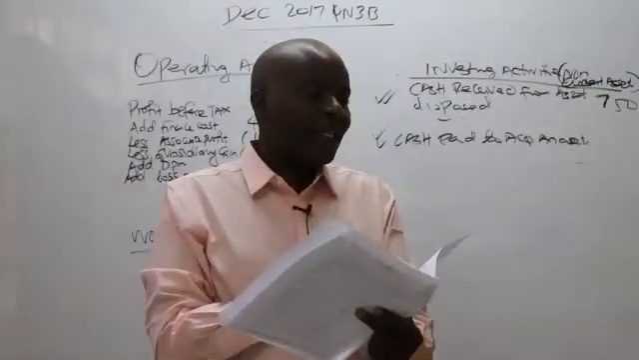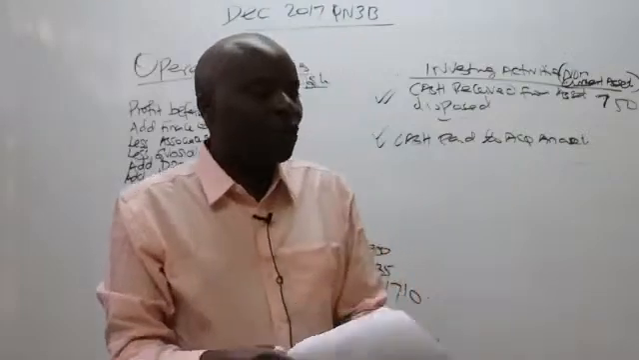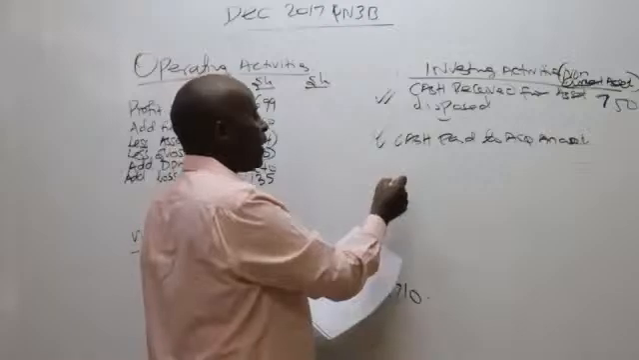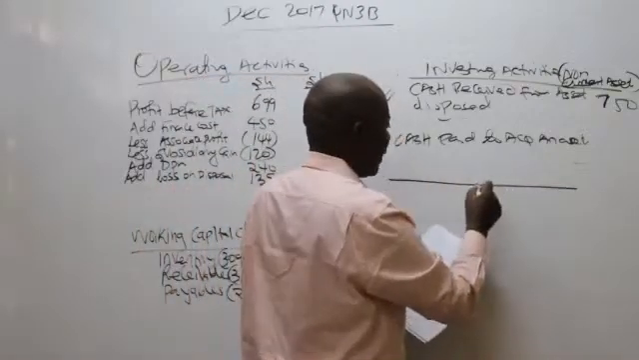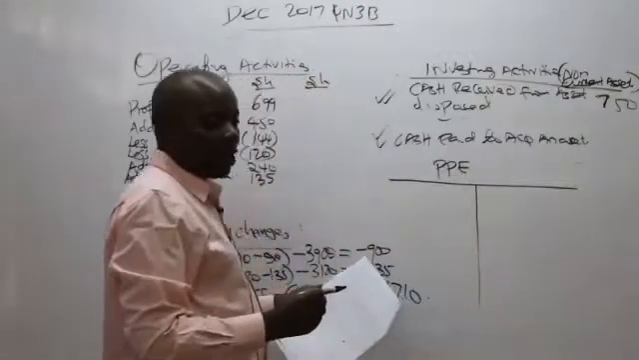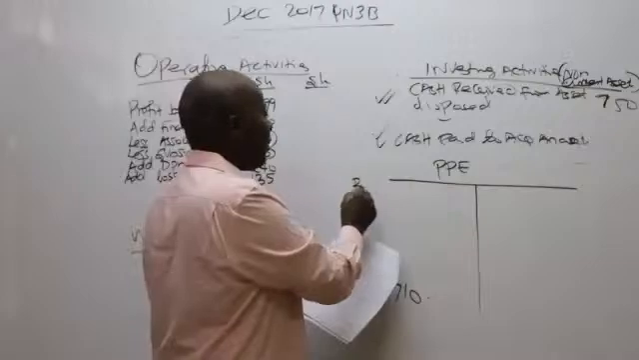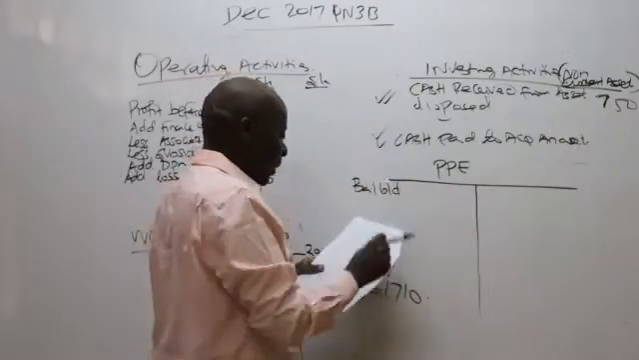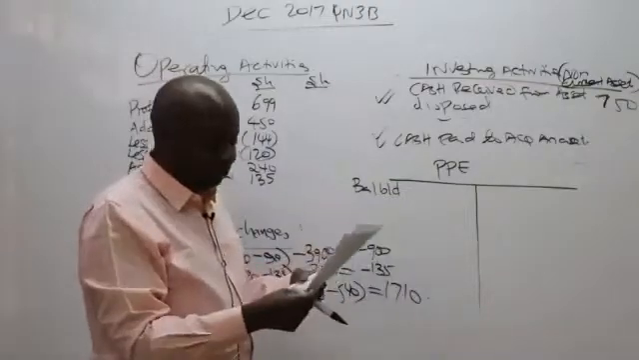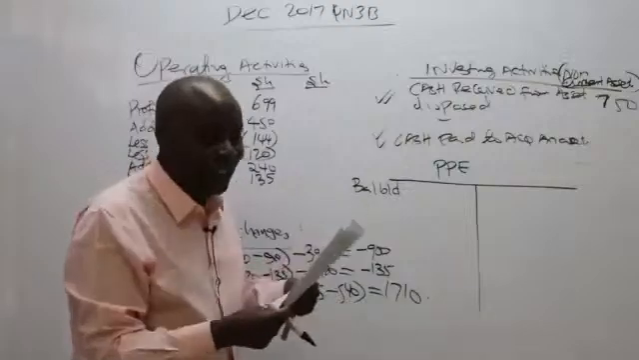Hapa itabidi, ladies and gentlemen, hapa tuchore T account. Ingawa mimi sipendi T account at all, but please let's do a T account for property, plant and equipment. Si ni asset. So nasema hapa balance brought down. Balance brought down ilikuwa ngapi somebody ya PPE?